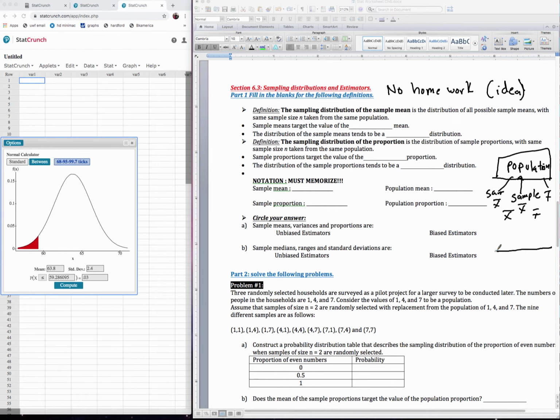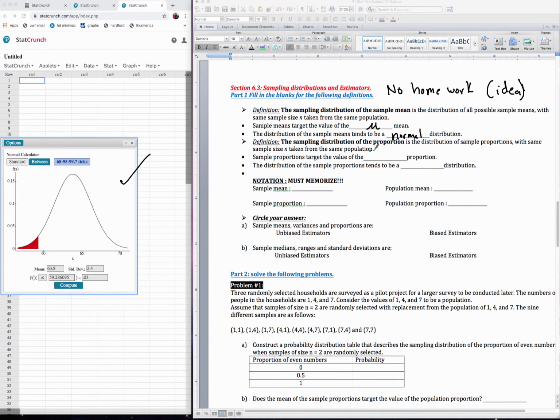So basically what a sampling distribution is, it's the same kind of graph, but the data are not like heights or IQ scores, the data are x-bars. There are two of them: one for p-hats and one for x-bars. The sample means target the value of the true mean, mu. The distribution of the sample means tends to be a normal distribution, which is good because then we could use that.